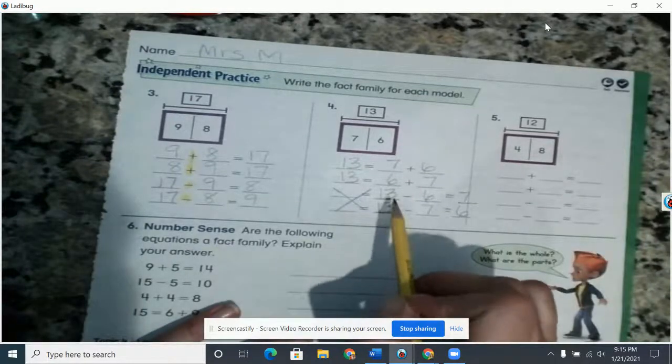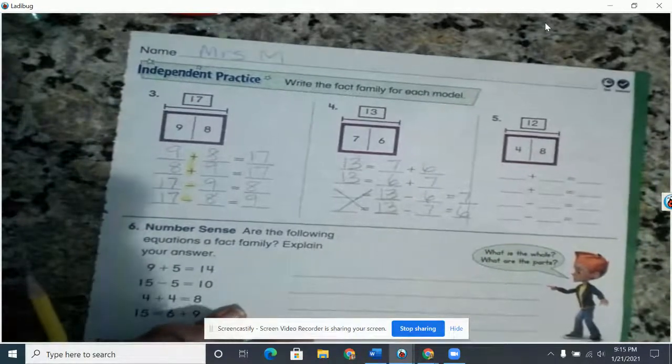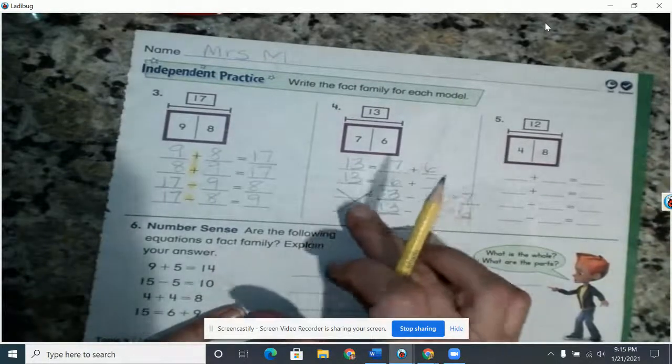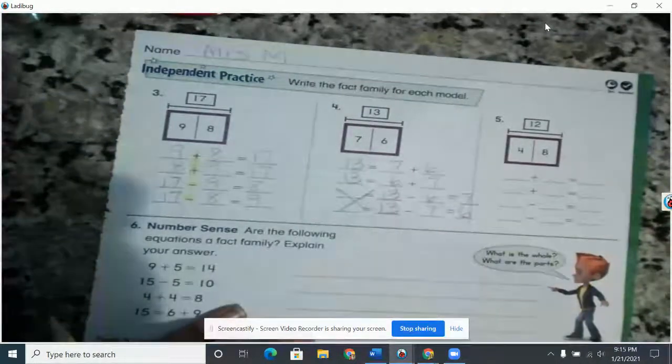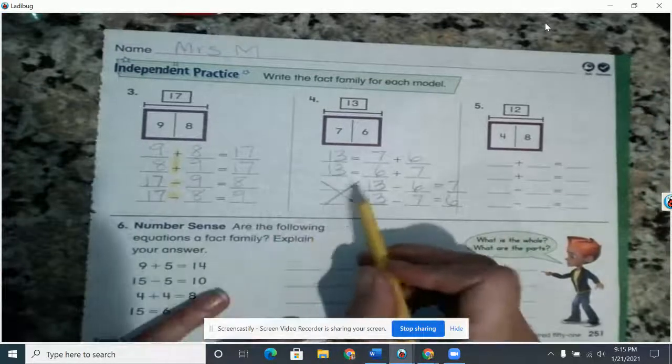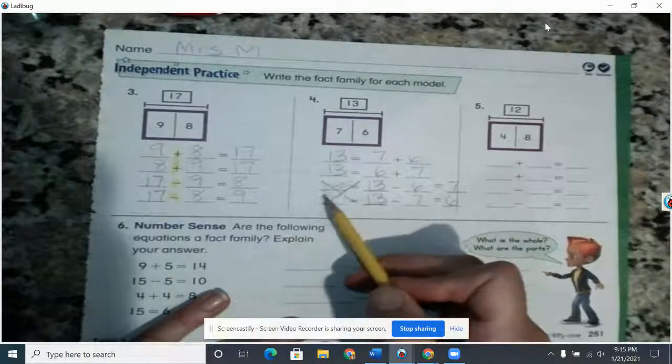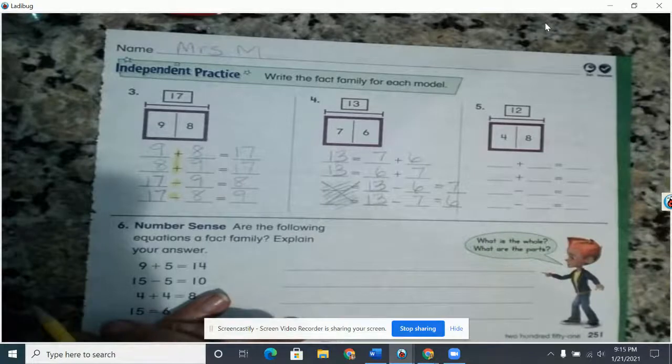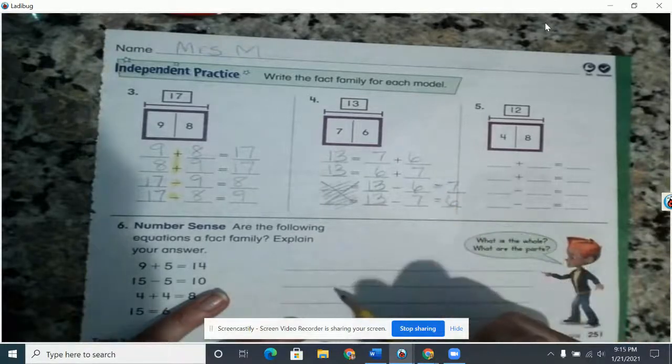I just like to keep that number first in subtraction and not confuse you with the equal sign being in a different place. Okay, if you want to just do it without crossing it off, you can, or you can just cross it off like I did and put your equal sign at the end.